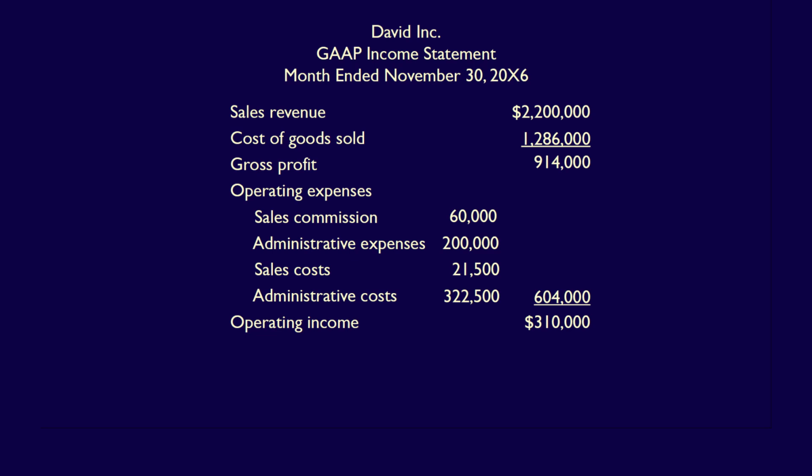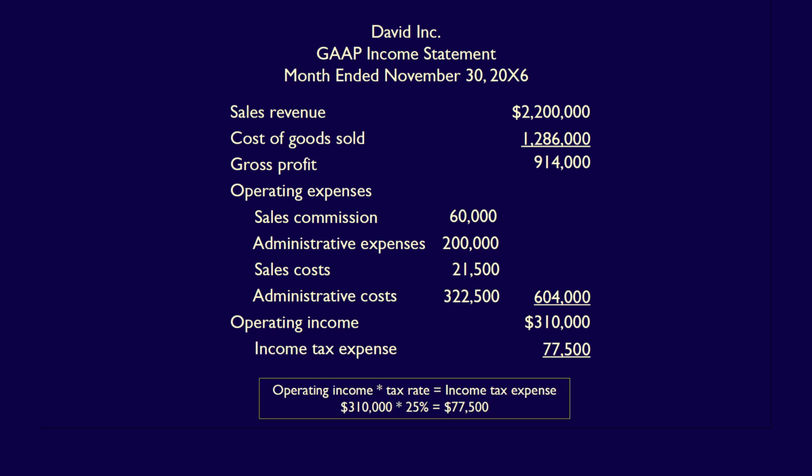David then recorded operating expenses of sales commission, $60,000, administrative expenses, $200,000, sales costs, $21,500, and administrative costs of $322,500. That resulted in total operating expenses of $604,000. Gross profit of $914,000 less total operating expenses of $604,000 results in an operating income of $310,000.